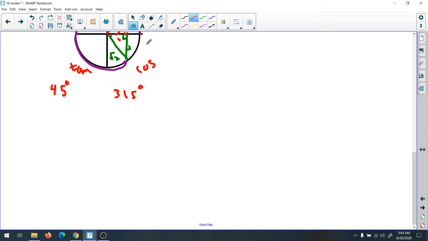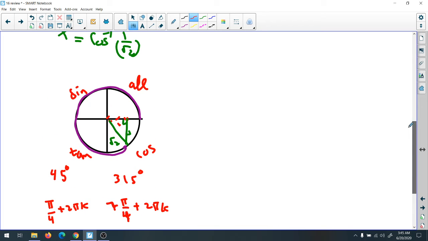We could convert it to radians. How to convert it to radians? 45 is pi over 4. That's one of the solutions, and we always add 2 pi k when we solve equations. 315 is 45 times 7, or 7 times pi over 4, and you have to include 2 pi k in your solutions. This is the first section.